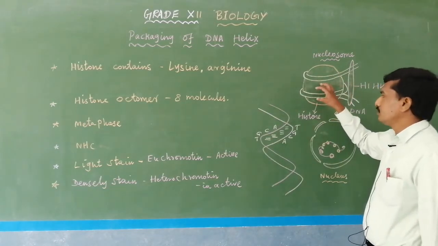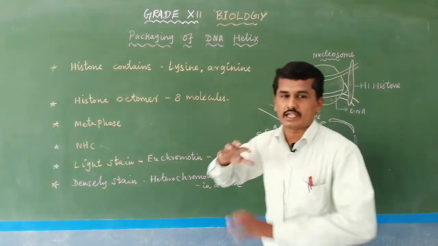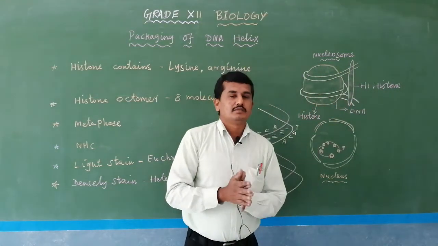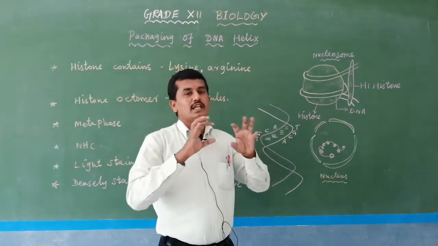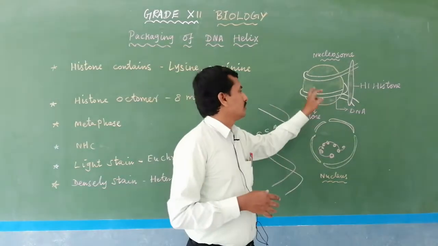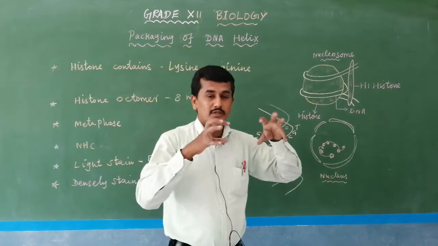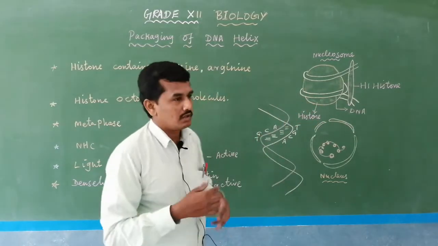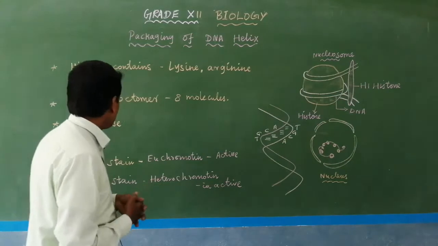In drawing, simply one histone is shown like a globe-like structure, but practically the histone is a collection of 8 molecules, the octamer. 8 molecules are present inside the histone. So, that is the histone octamer.